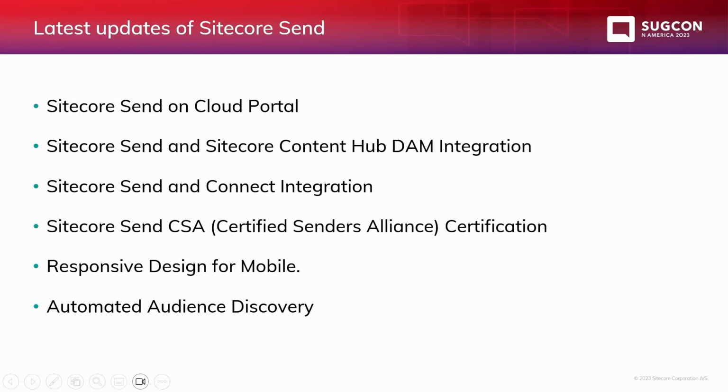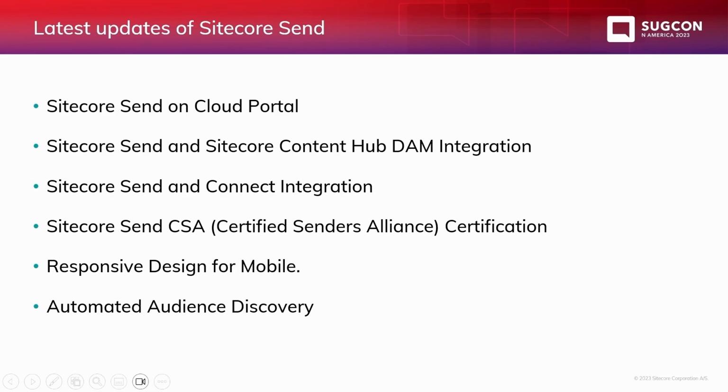And then some updates that just came out for Sitecore Send. We can see that Sitecore Send is now on Cloud Portal, so it's seamless switching between the different modules in Portal. We have Sitecore Send and Sitecore Content Hub DAM integration. When I open the media that I want to add to my email campaigns, it's directly connected to your Content Hub. Sitecore Send and Connect integration.